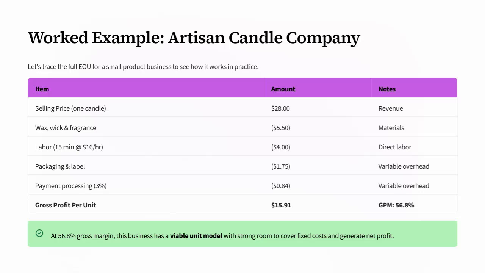This worked example shows how EOU applies to a single candle. The $28 selling price is reduced by materials, direct labor, packaging, and payment processing for total variable costs of $12.09. That leaves $15.91 in gross profit per unit, or a 56.8% gross margin. In practical terms, each candle contributes nearly $16 toward fixed costs, such as rent or software, and toward net profit. The key takeaway is that the unit model appears viable, with meaningful room between the selling price and the costs that rise with each sale.